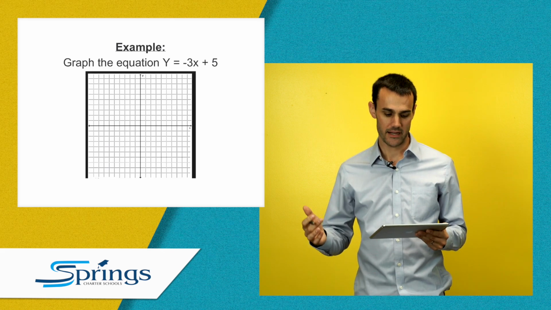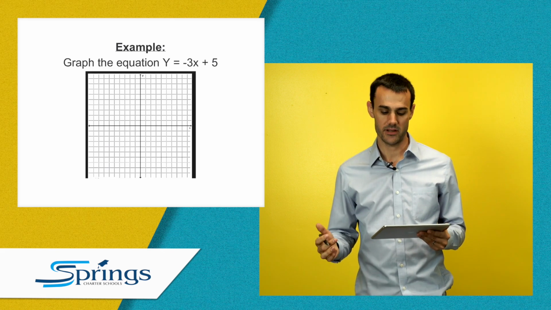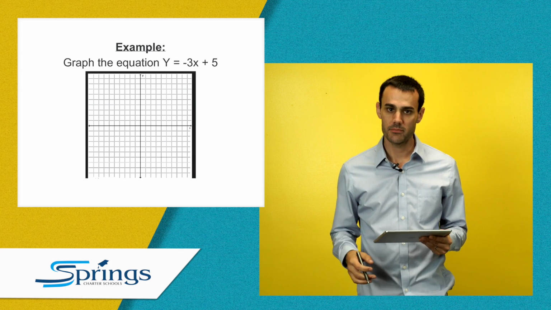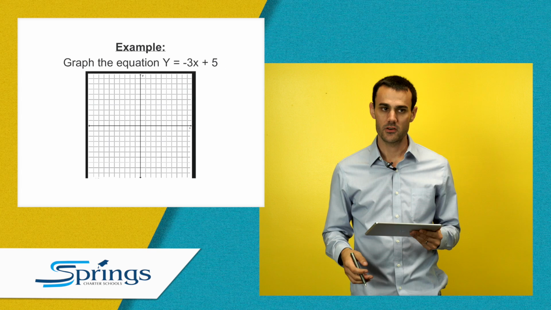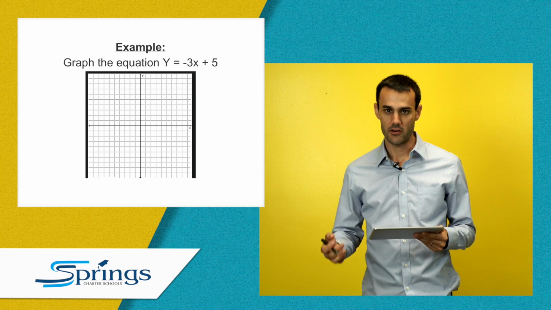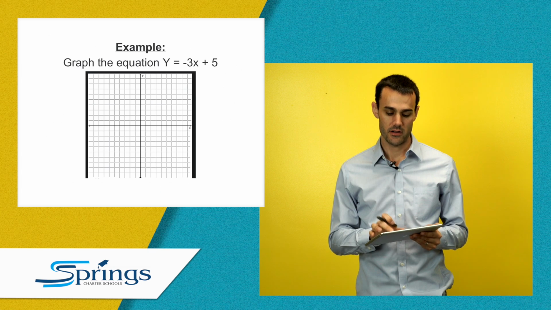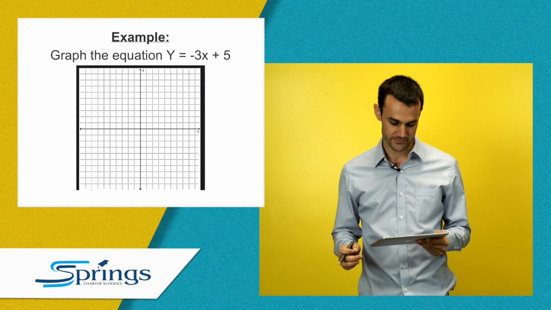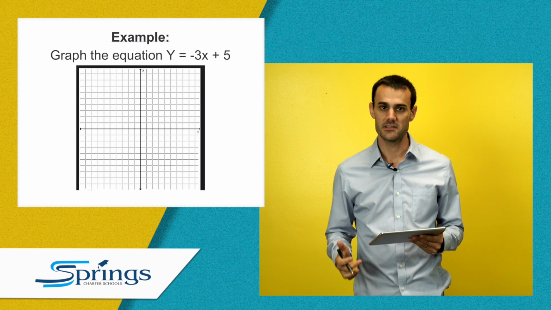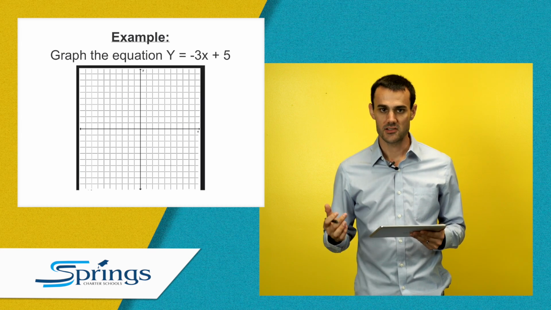Okay. Now we have the equation y equals negative 3x plus 5. If you don't have a coordinate plane in front of you, I'd like you to pause the video and quickly draw yourself a coordinate plane that you can work alongside while we do this instruction. Okay, so again, we're going to zoom in a little bit on our coordinate plane so we have a much clearer view.